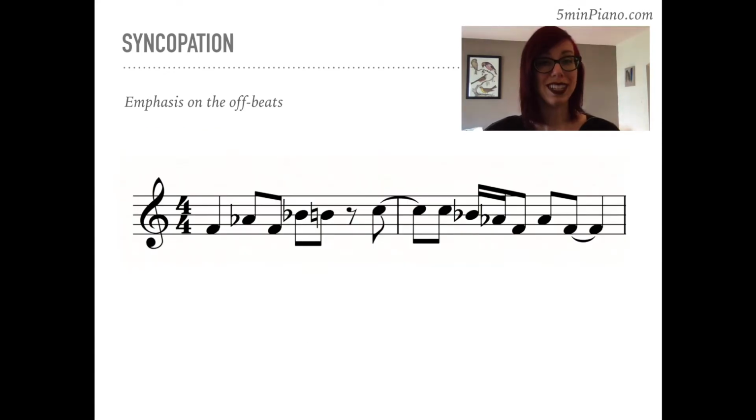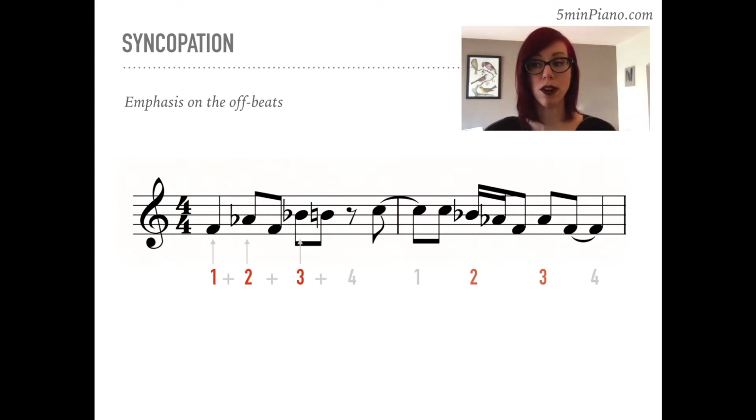But in the real world, syncopation sneaks in here and there and is not quite so obvious. Here's what the emphasis should be. Beats 1, 2, and 3 are fine. Beat 4 is a rest, and the next melody note is on the second half of beat 4, the offbeat, or what we call the and of 4.